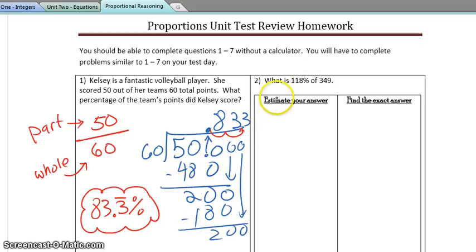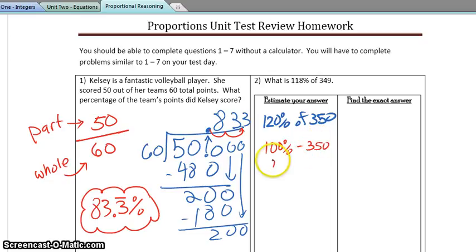Moving on. Estimate your answer. Let's round some things up. I like 120% of 350. This will give us a nice idea of what our actual final answer, the exact final answer, should be. 100% of 350 is, of course, 350. 10%, moving the decimal 1 place left, is 35. Another 10% is 35. When we add all these percentages up, you get 120%.